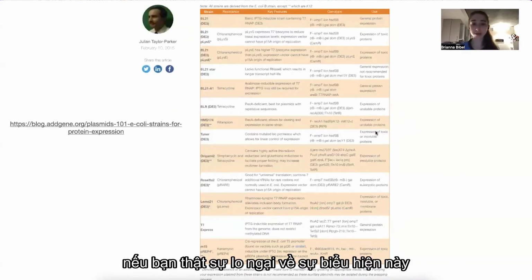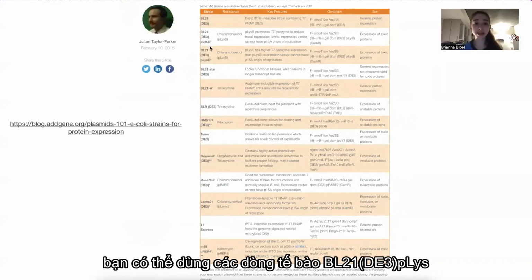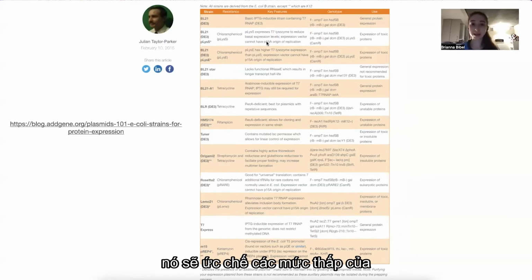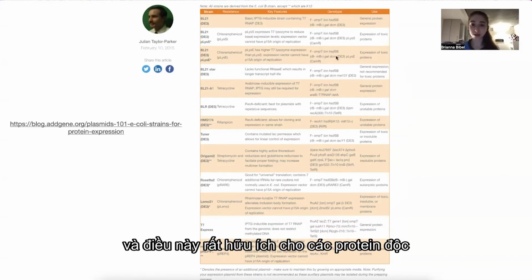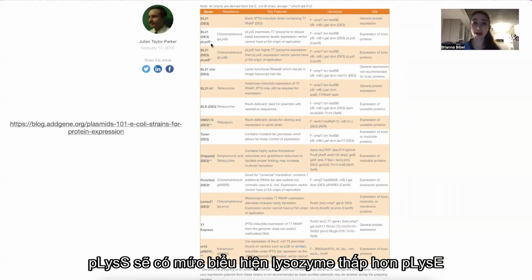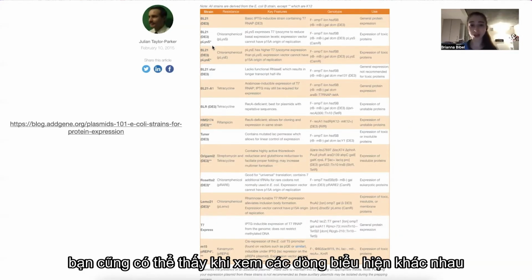If you're really worried about this expression, you can use cells like these pLysS cells that have this thing called T7 lysozyme, and this is going to inhibit the T7 polymerase. So if you have low levels of the T7 polymerase getting through, this is going to prevent those from causing your protein to get expressed, and so this is good for toxic proteins. There's pLysS and pLysE. The pLysS is going to have lower expression of this lysozyme than the pLysE.